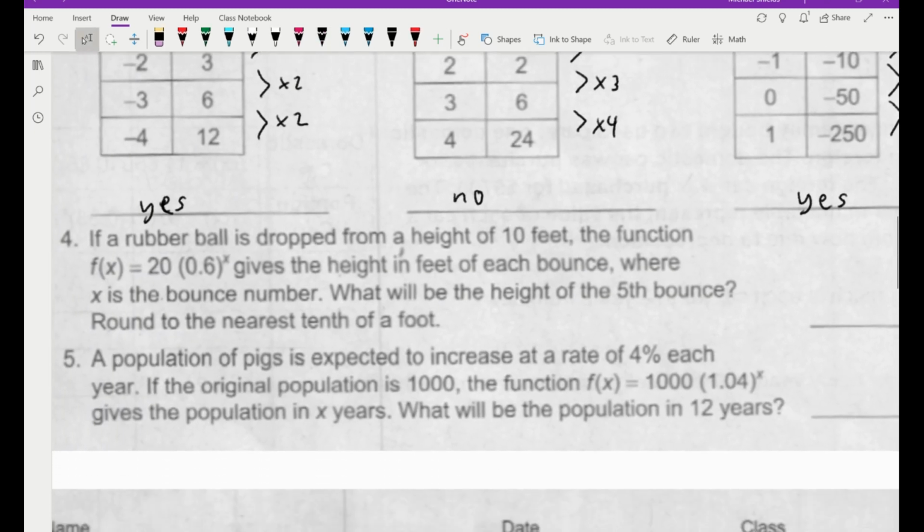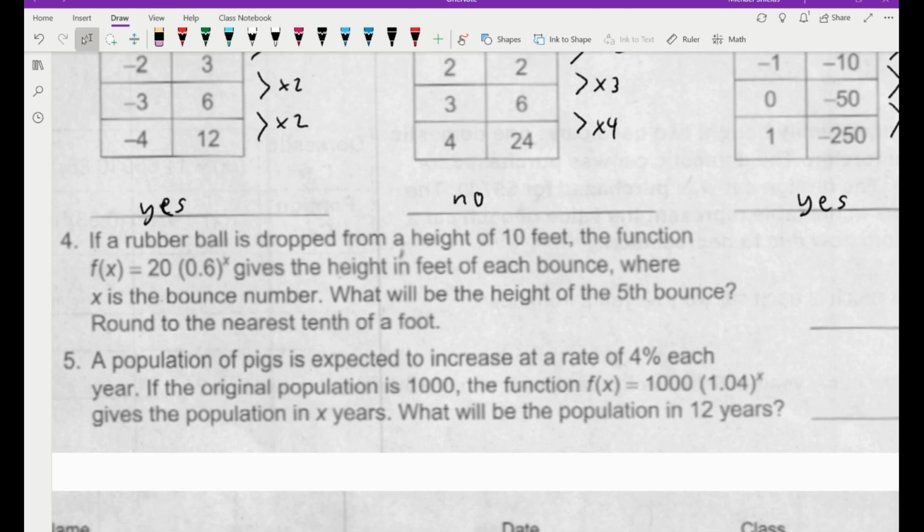Now let's look at our first word problem. If a rubber ball is dropped from a height of 10 feet, the function f of x equals 20 times 0.6 raised to the x gives the height in feet of each bounce, where x is the bounce number. What will be the height after the 5th bounce? So for this problem, we just have to plug in x equals 5. The ball is dropped from a height of 10 feet.